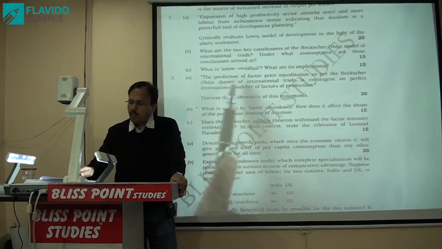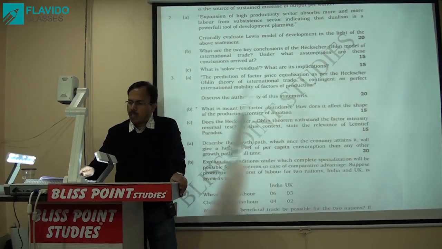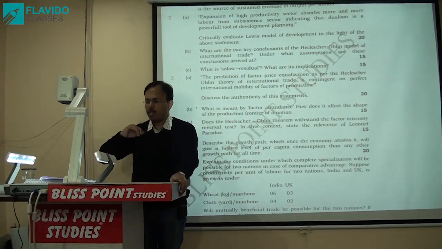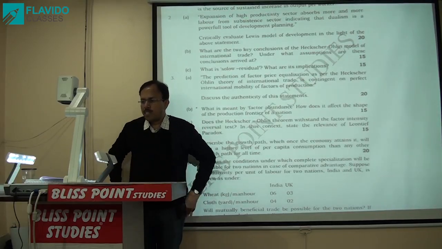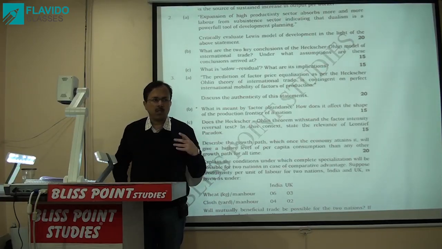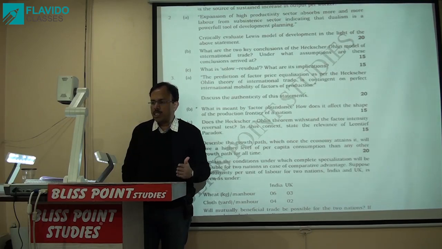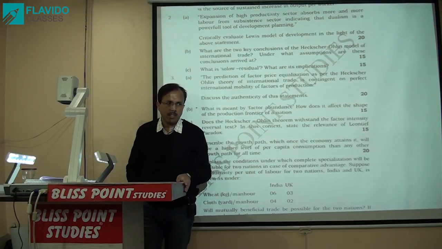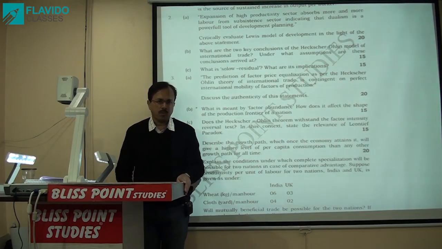First is the prediction of factor price equalization as per HO theory of international trade is contingent on, that depends on, perfect international mobility of factor. Factor price equalization as per HO model is contingent on perfect international mobility of factor. Discuss the authenticity of the statement. Is it contingent or dependent upon labor mobility? In the model, what we have assumed?